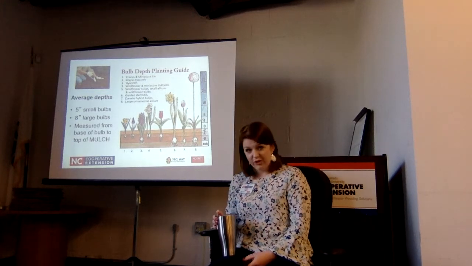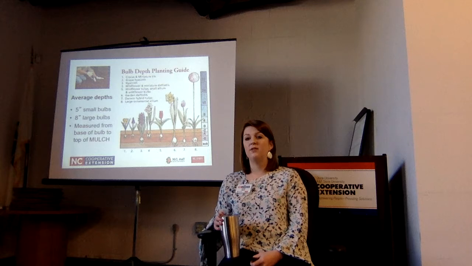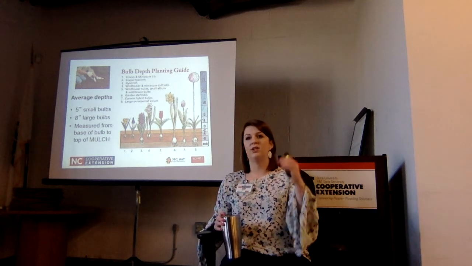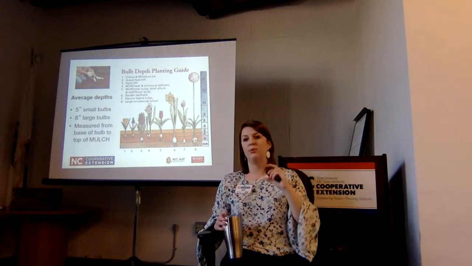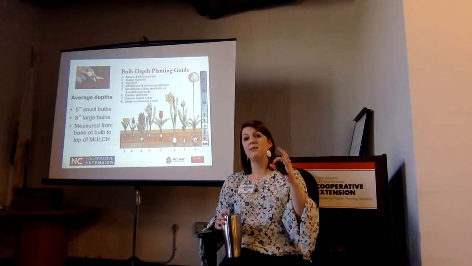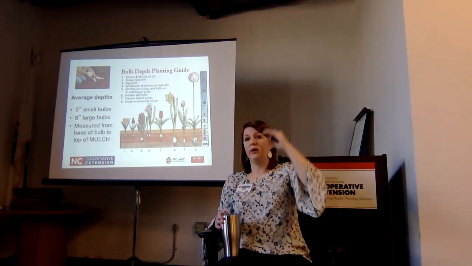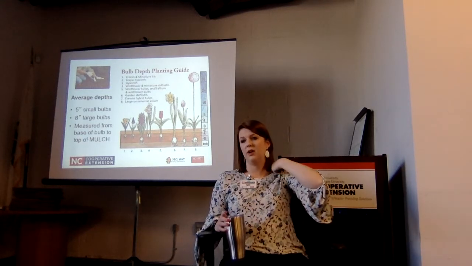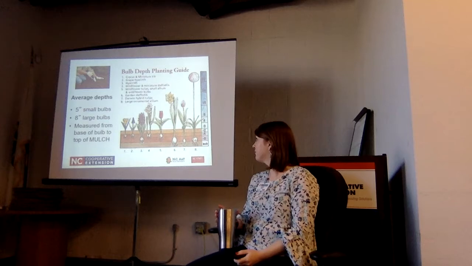That is measured from the base of the bulb to the top of the mulch, because if you've got 3 inches of mulch on there, but you put them 8 inches deep, that may be too deep to go through the soil and also the mulch as well. So do account for that mulch layer being there in your planting depth.